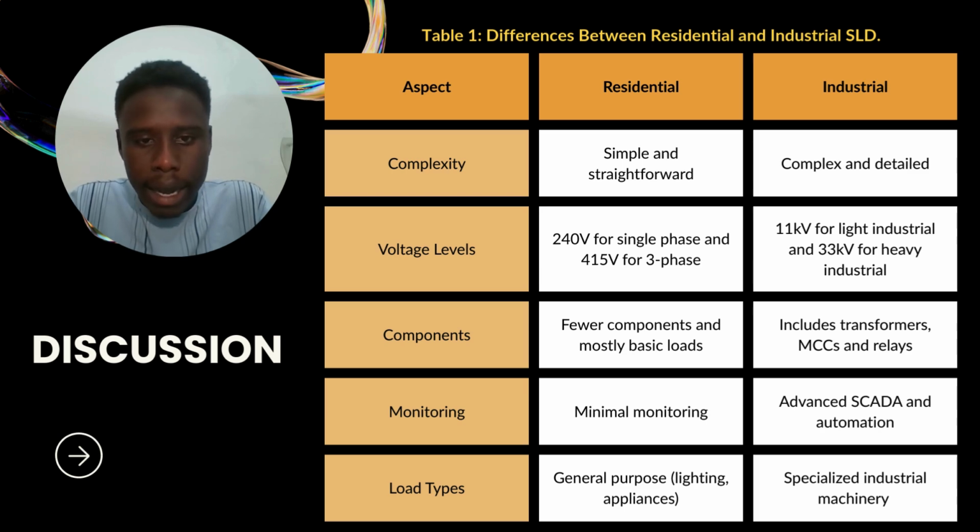They operate at the highest voltage level, such as 11 kilovolt or even 33 kilovolt. Industrial systems include additional components like transformers, MCC, and relays, and they use advanced monitoring systems such as SCADA for automation. Those systems are designed to hold heavy and specialized industrial load.